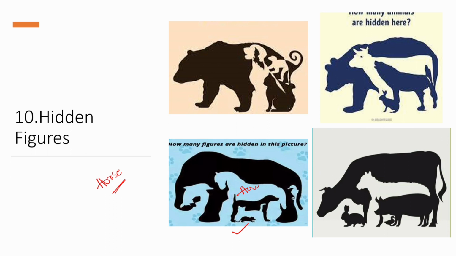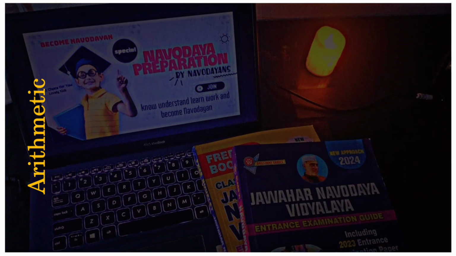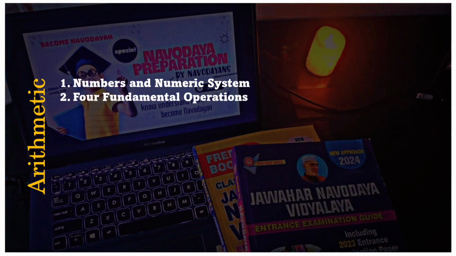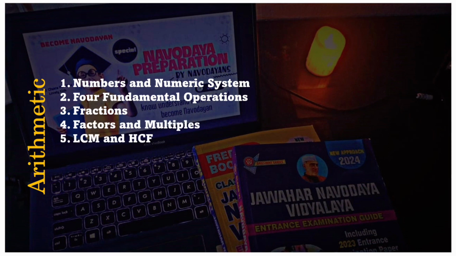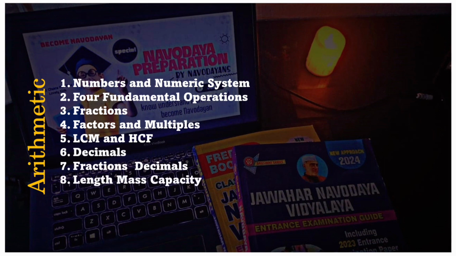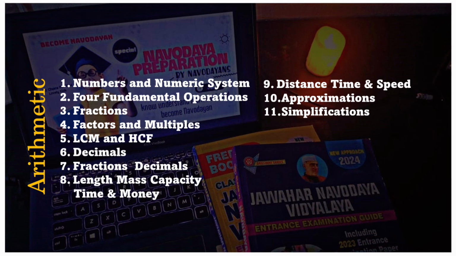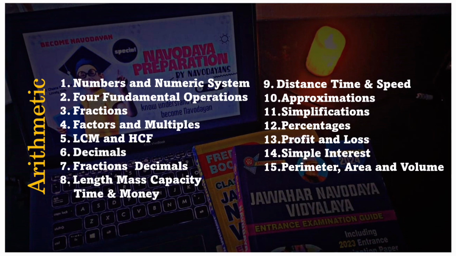Okay, and next let's move on to the maths, that is arithmetic. In arithmetic also we will have many chapters. There are numbers and numeric system, then 4 fundamental operations, fractions, factors and multiples, LCM and HCF, decimals, fractions and decimals, length, mass and capacity, time and money, and the next chapters are distance, time and speed, approximations, simplifications, percentages, profit and loss, simple interest, perimeter, area and volume, angles and data analysis.